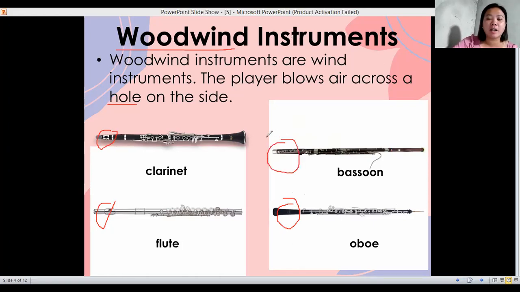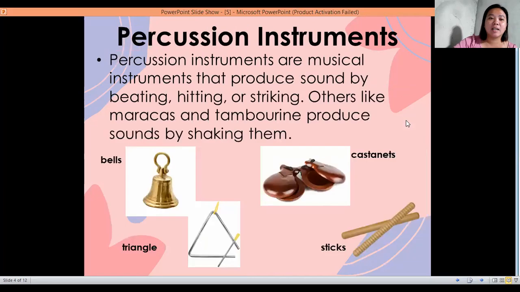Okay, so these are our woodwind instruments. This one is a clarinet, a flute, a bassoon, and an oboe. Again, the difference between brass wind and woodwind: brass wind instruments have a cup-shaped mouthpiece where they blow air, while woodwind instruments have a hole only, a hole where a player blows air. All right? Now, let's proceed to our last, and that is the percussion instruments.